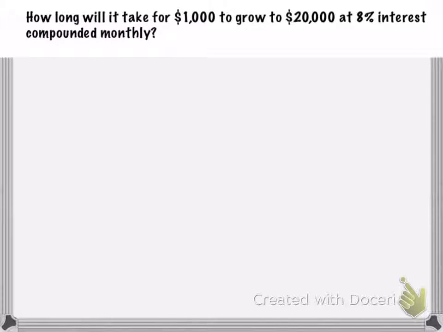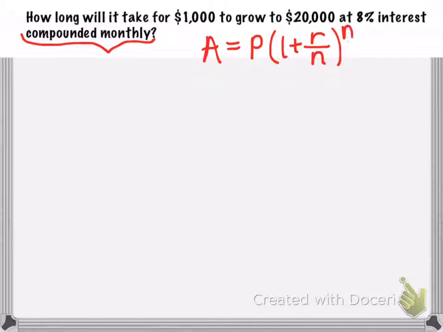How long will it take for $1,000 to grow to $20,000 at 8% interest compounded monthly? So because the interest in this problem is compounded monthly, we know we're going to need to use our compound interest formula, which is A is equal to P times the quantity 1 plus R divided by N raised to the NT power, where N is the number of times the interest is compounded in 1 year. So if the interest is compounded monthly, we know that N is equal to 12.